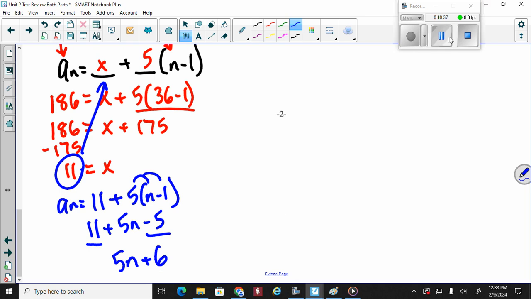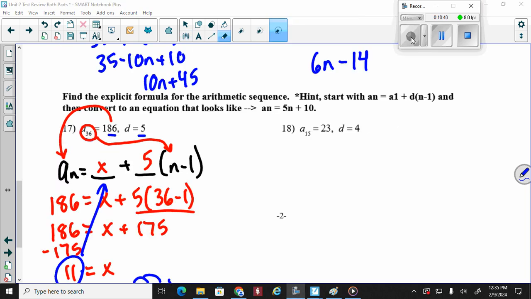All right. So question number 18, I'm just going to go ahead and give you the answer just because we're running out of time. Or not running out of time, but I want to make sure we use our time correctly. All right, so there we go. 18 is 4n minus 37.